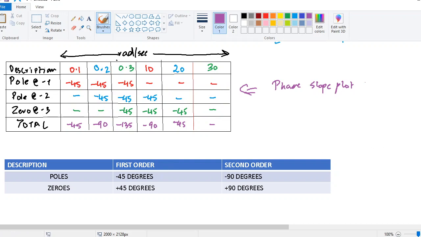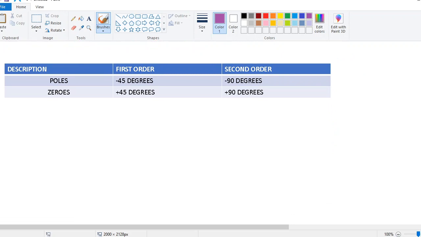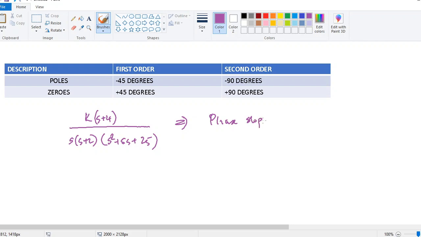Right, so let's now continue and complete this for the self-assessment for the question that I did ask in the previous lesson. You should have been done with the magnitude slope plot for that question. So now we continue. The question was k into s plus 4 divided by s into s plus 2 into s square plus 5s plus 25. So now let's continue and do the phase slope plot for this one.